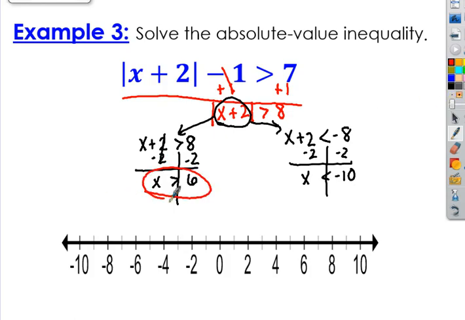Starting with this one, x is bigger than 6. Open circle at 6, and I'm going to the right because it's everything bigger than 6. This one, I'm starting at negative 10, and it's an open circle, and I'm going to the left because it's everything smaller than negative 10.